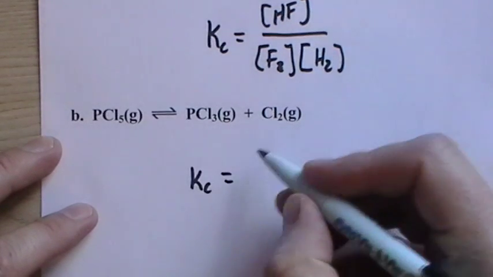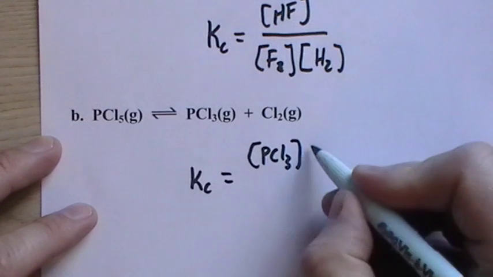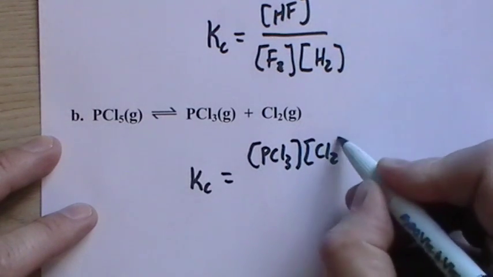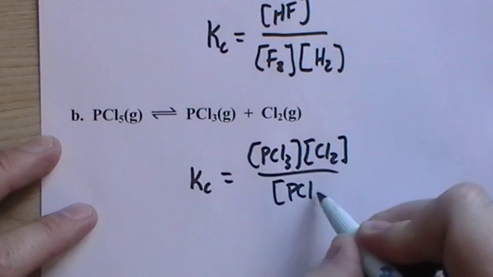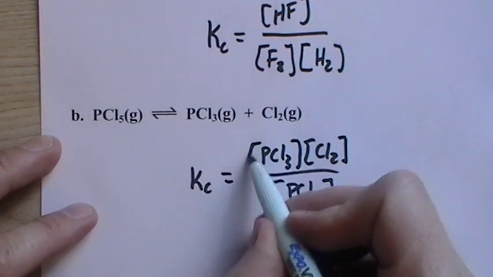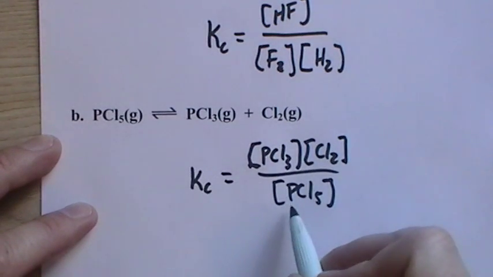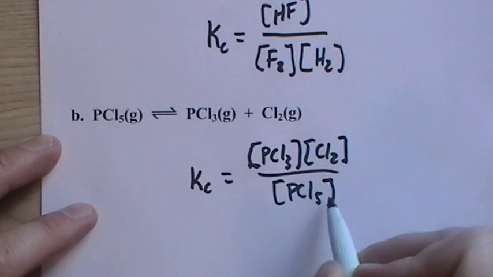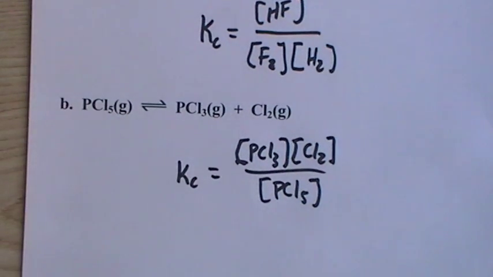Kc here for this next one, trying to write fast, but I want to make sure that they look like square brackets. Each product in square brackets, raised to their coefficients, over reactants in square brackets raised to their coefficients. There's only one reactant, then just one term. We only count gases or aqueous.